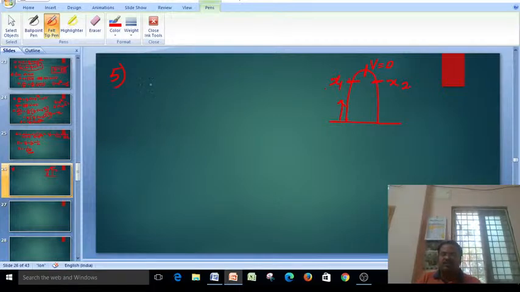So the distance travelled in the last second should be equal to the distance in the first second, that is, the last second of ascent. You have to write down ascent also. So the last second of ascent.